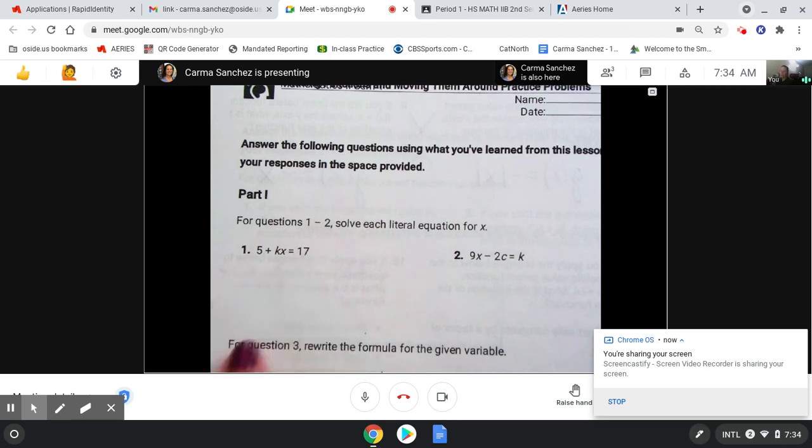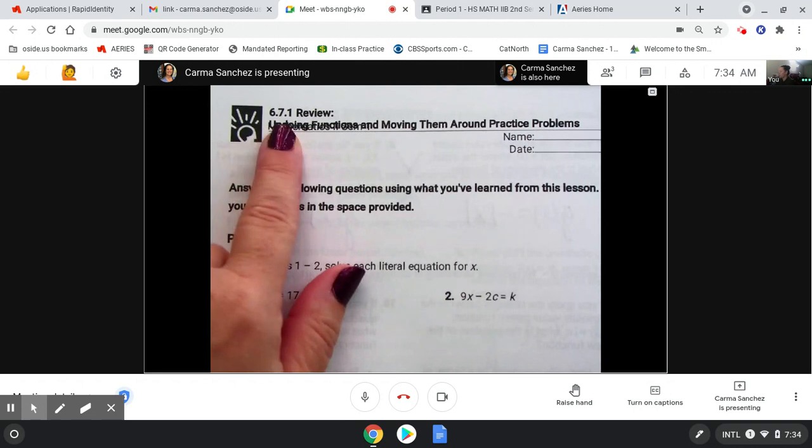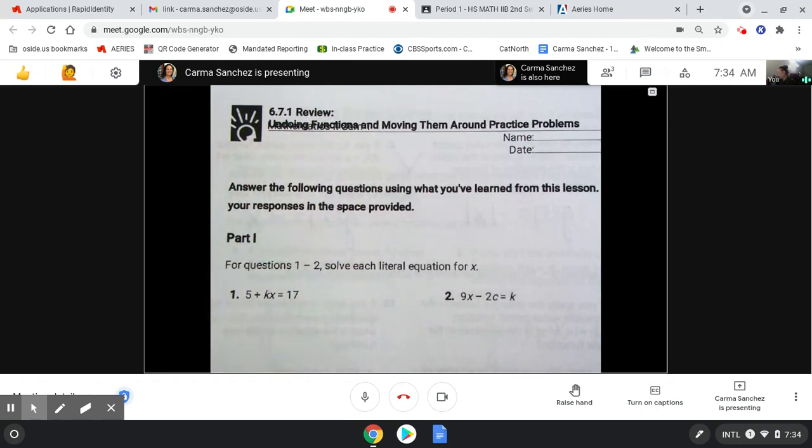All right, let's do some review and see if you're ready for the upcoming test. This is the 6.7 point review. In your big book, it's page 416 if you have this. All right, the first two examples are literal equations.